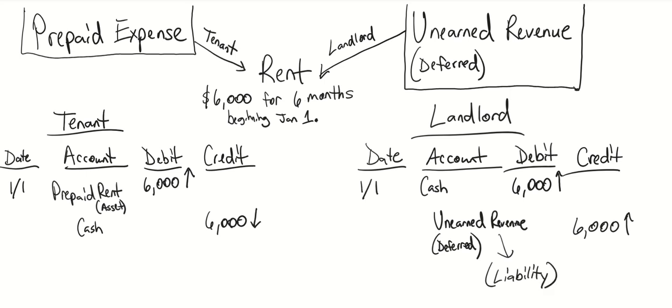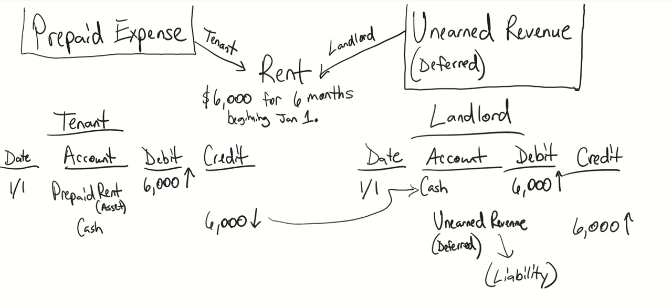All right, so take a look at both of these entries here. On the tenant side, we see that the cash went out. Where did the cash go? It went to the landlord. So the landlord increased their cash, and the tenant decreased their cash. And what was it for? For the tenant, this is prepaid rent. This is an advance payment for rent of 6 months that was paid initially on January 1st.